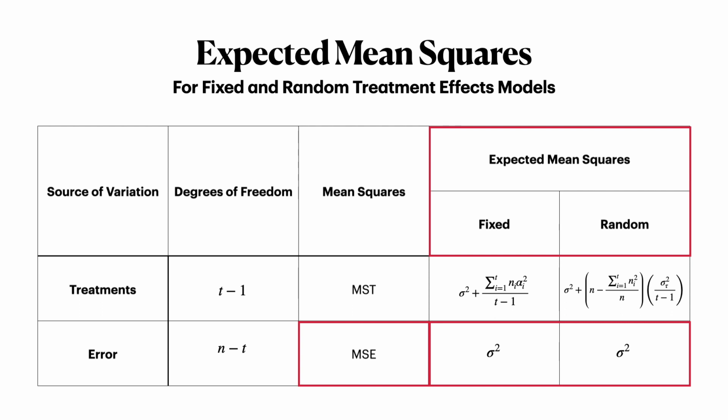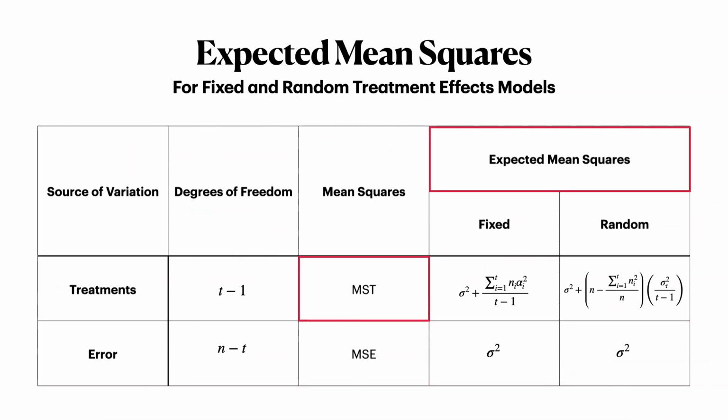Next, let's look at the expected value of the MST, the mean square for treatments. Now, if the model is a fixed effects model, then the expected value of MST is equal to sigma squared plus this expression involving the squared values of the alphas. On the other hand, if the model is a random effects model, then the expected value of MST is equal to sigma squared plus this quantity that involves sigma squared sub tau, the variance of the treatments.